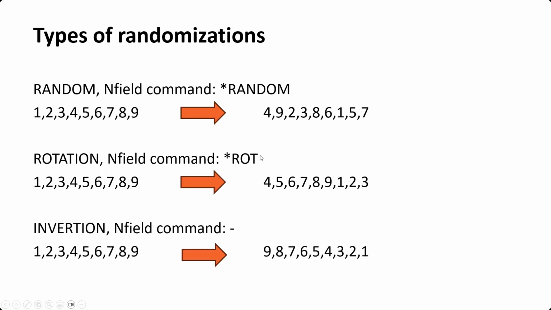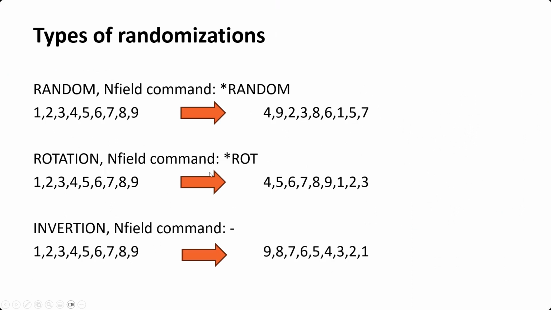Then we have the rotation command. The Enfield command for that is *rot, and a rotation command keeps the original order, but it has a different starting point each time. So in this one here, you see it rotated. It starts with 4 and 5, 6, 7, 8, 9, and then it comes from the beginning again. The way this is implemented in Enfield is that if you use a rotation command, then Enfield will choose a random starting point, and from that point onwards, it will create a list in the original order.